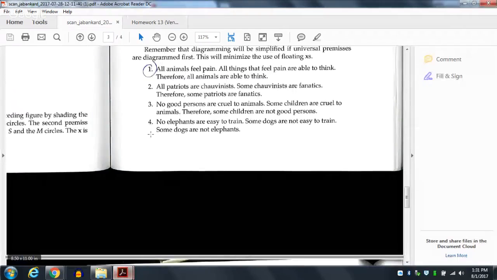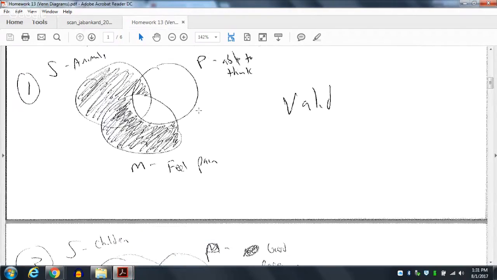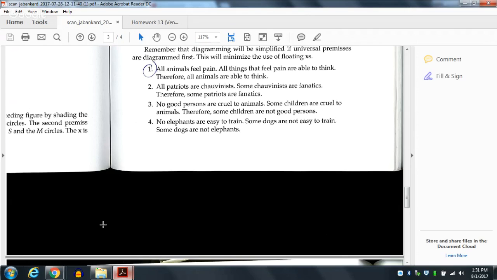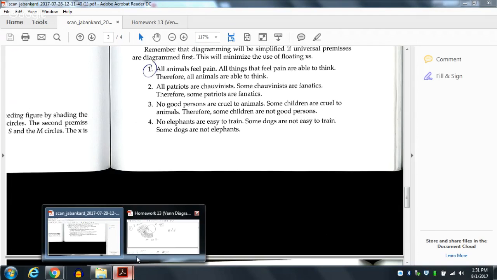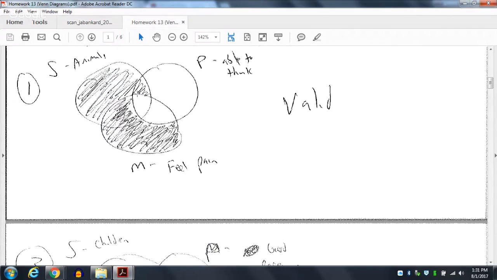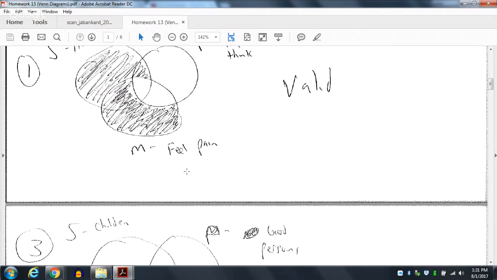The next claim is all things that feel pain are able to think. So we've got feel pain, able to think. So I've got to cross this whole thing out, right? We've got to cross this out. If you feel pain, you must be able to think. So everything that feels pain goes into this area. And then we look at the conclusion, and it says all animals are able to think. Now, does that show all animals exist here? Because that's the only place they can exist. Everything else was crossed out. So all animals exist here, and that is in the overlap with the able to think. So all animals are able to think does follow. When we diagram those first two premises, we can see that it's true. We say this is a valid deductive argument, right?